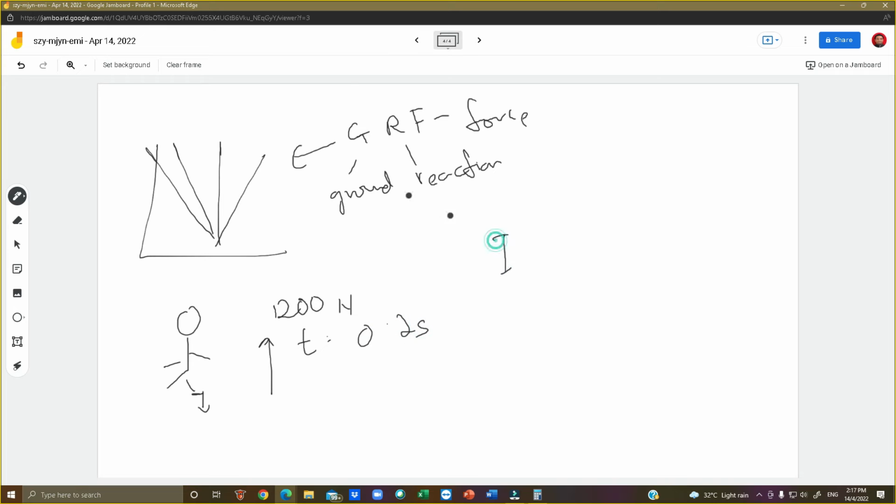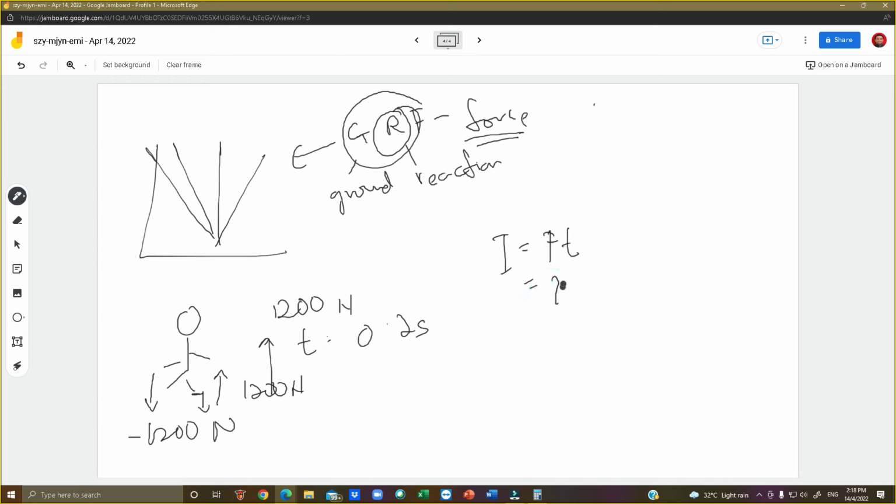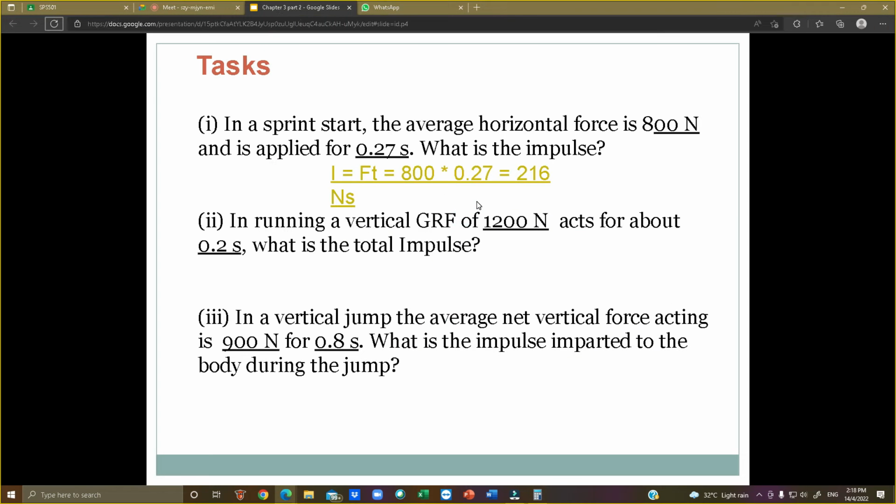So what is the impulse? GRF is based on Newton's third law, is amount of force. And this amount of force is a reaction force. Nama pun reaction force. Means the runner gives force to the ground 1,200 Newton, and the force bounces the player by 1,200 Newton. So soalan dia jadi direct lah. I equals to Ft, where the F will be 1,200 and the T will be 0.2. Ni soalan-soalan direct. Kita tengok laju je lah.